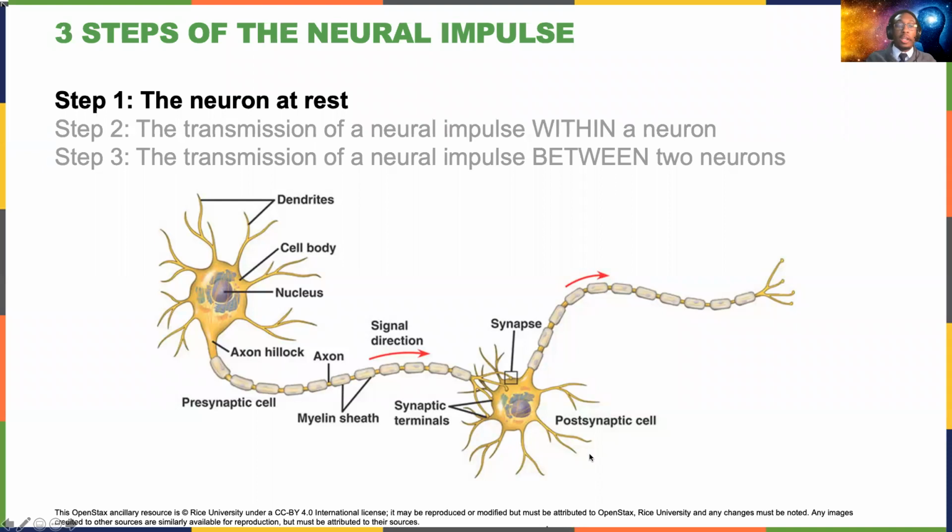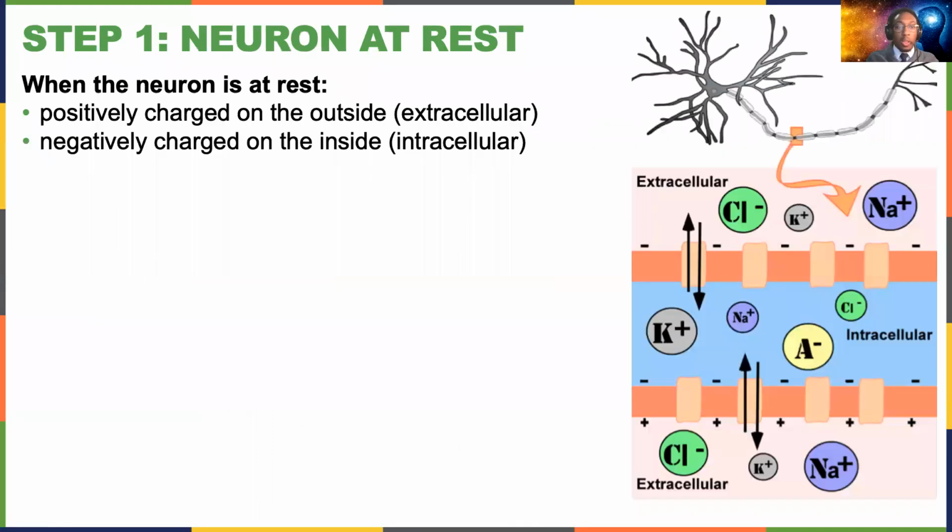What happens when the neuron is just at rest and there is no neural impulse coming through? When the neuron is at rest, it is positively charged on the outside and negatively charged on the inside.